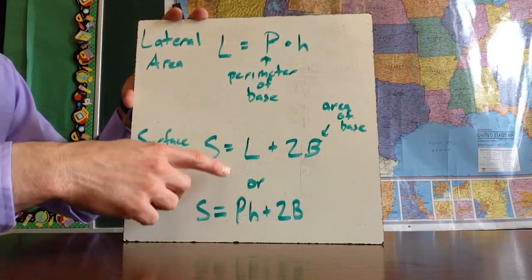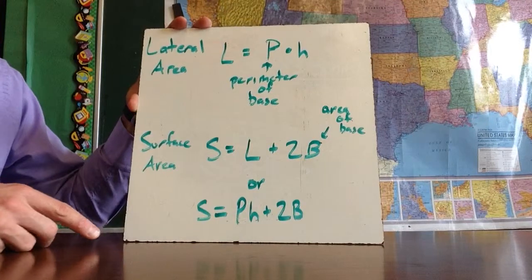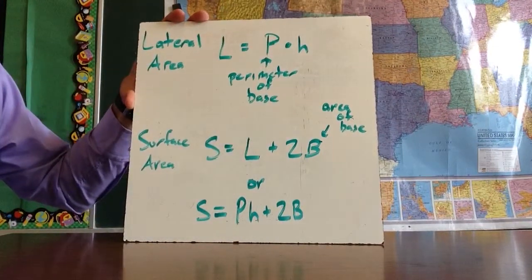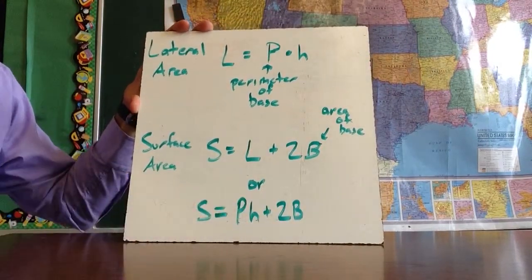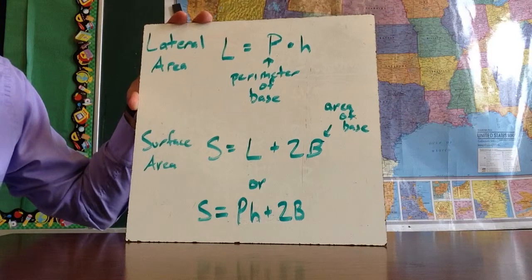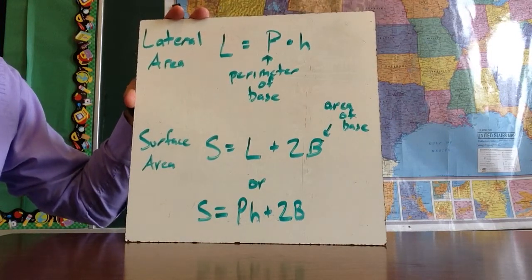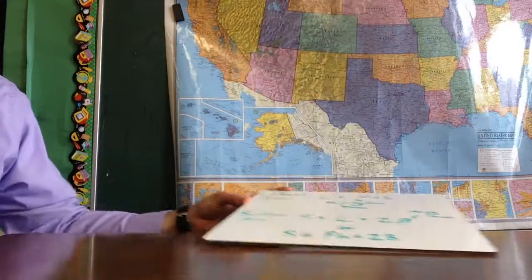Or you could see it right there substituting, and this is the way a lot of times people write the formulas, because lateral area can also be written as perimeter of the base times the height. So it's perimeter of the base times the height plus 2 times the area of the base that will give us the surface area. Again, we're going to talk at one point about why these formulas exist, but today we're going to practice using these formulas.